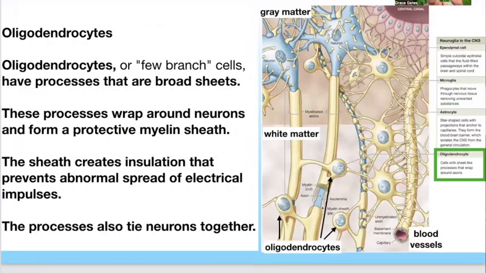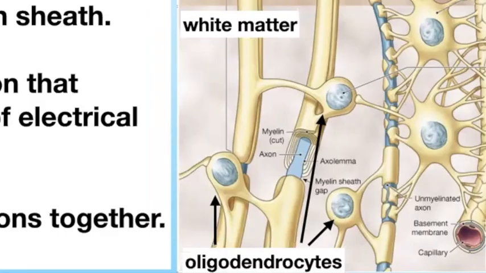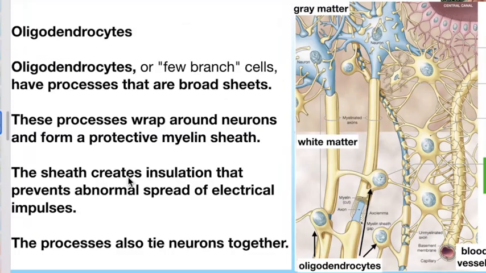Oligodendrocytes, or few branch cells, have processes coming off them that are broad sheets. These processes wrap around neurons and form a protective myelin sheath. We'll discuss myelin quite a bit later. The sheath creates insulation that prevents abnormal spread of electrical impulses, and as we'll learn later, also speeds up the spread of electrical impulses through the axons of neurons.